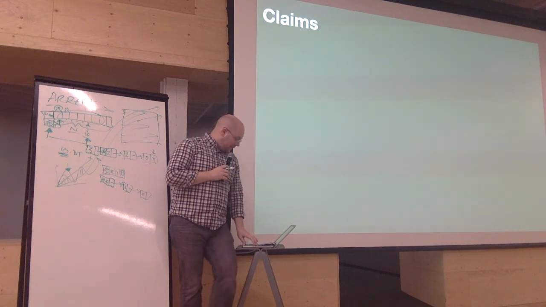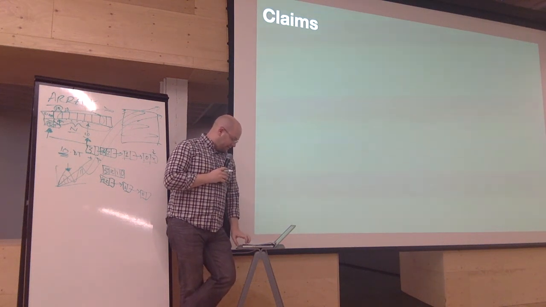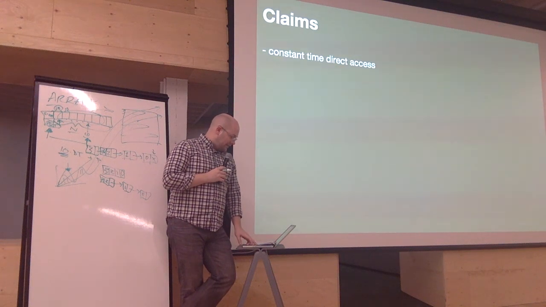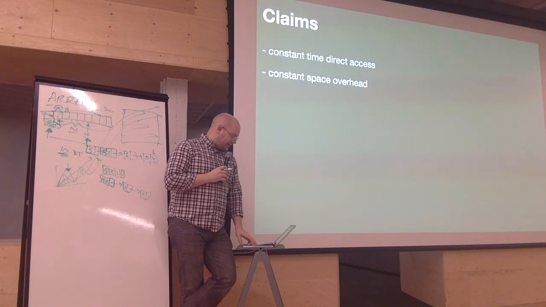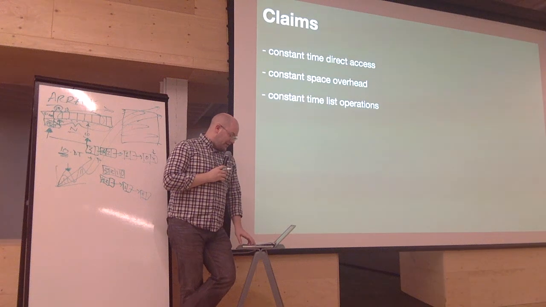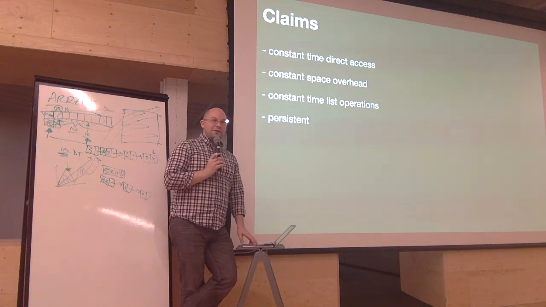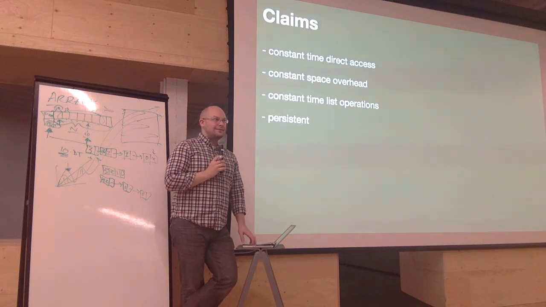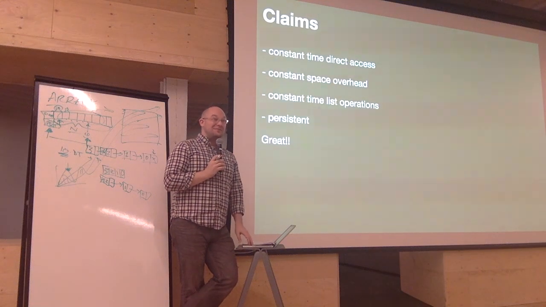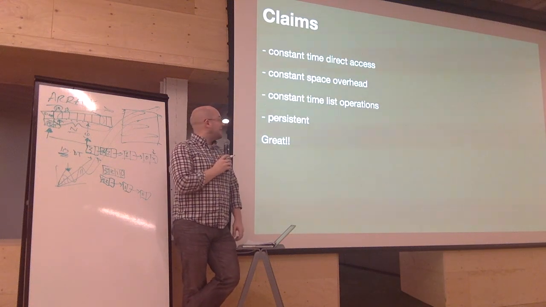Okay, so he's going to make some claims in the paper. He's going to claim that we get constant time direct access, constant space overhead, constant time list operations, and it's persistent. This is amazing, right? This is like a perfect data structure.